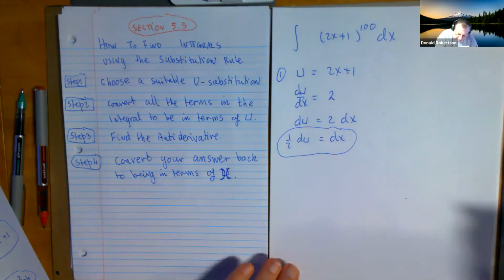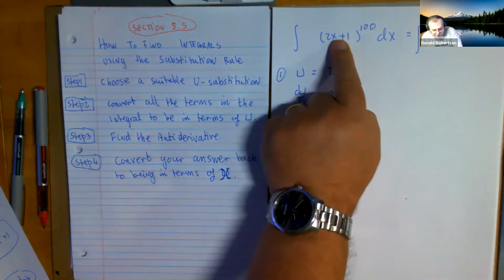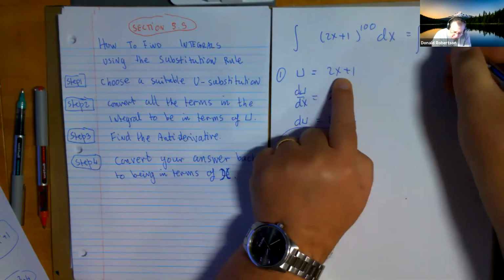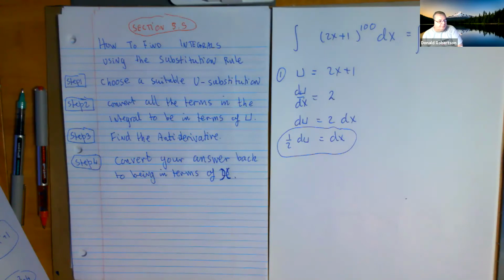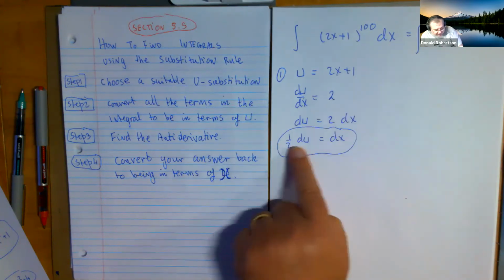You can then go to this integral, and let's see what happens. 2x plus 1 to the 100, doesn't that just turn into u to the power of 100? Right, 2x plus 1 to the 100 is u to the 100. What will the dx turn into? That's why I had to do this.